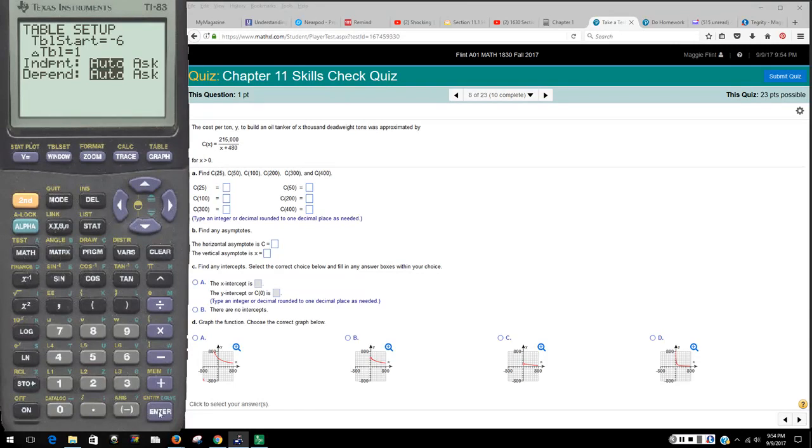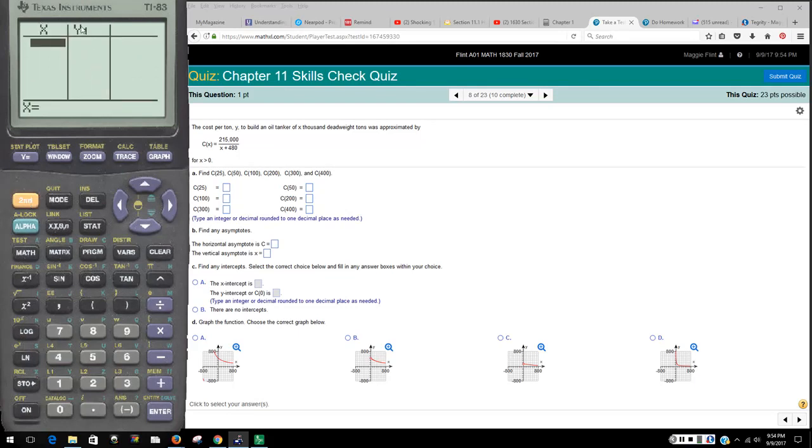What I want you to do is go put the cursor on ask for the independent variable. That's X. You don't have to change anything else. In fact, unless I tell you differently, you can leave this like this all the time, because this is going to be your table builder. And then at that point you go to second graph to get your table.